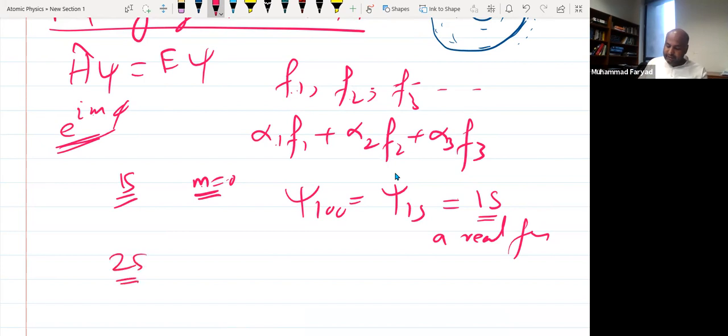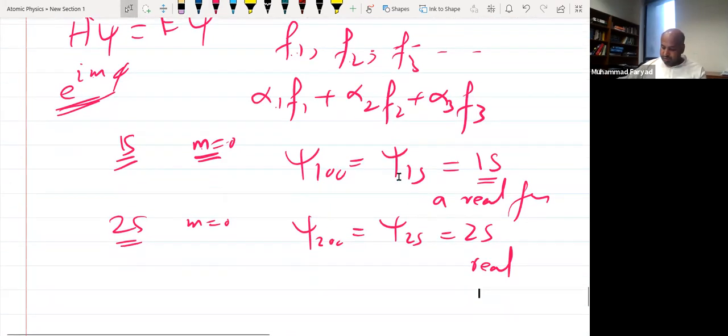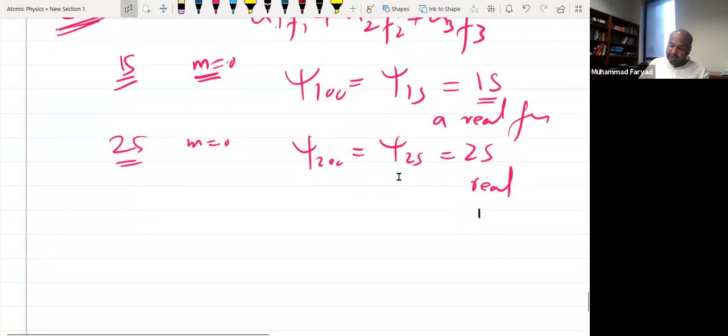Similarly, for 2s, m is 0 again. So psi 2 0 0, or psi 2s, or we will simply call it a 2s orbital, is a real orbital already. So let's look at 2p. For 2p, we have three situations.